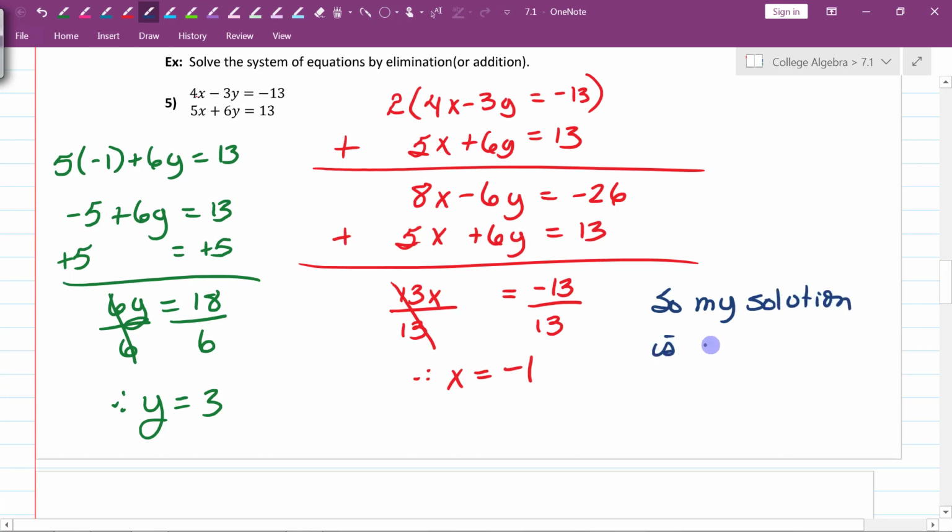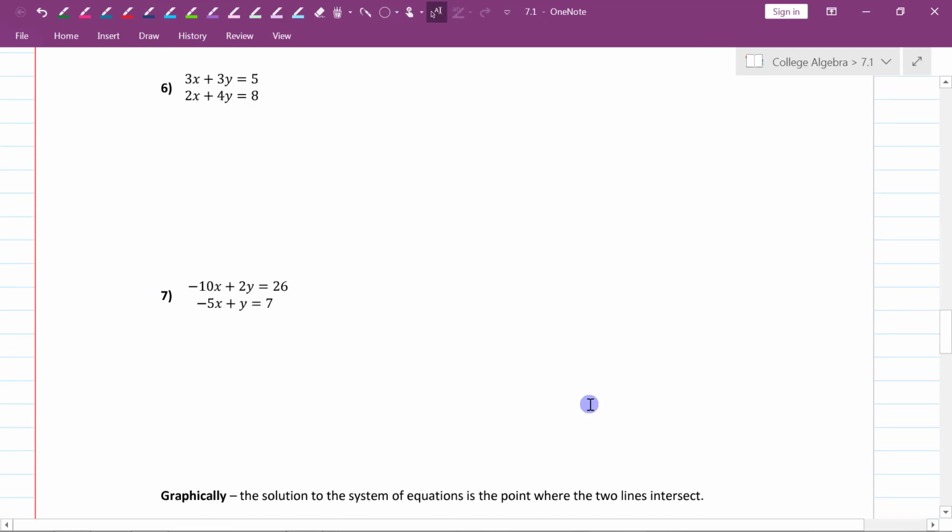So my solution is the point negative 1, 3. This is the one point that is common to both equations. It is the intersection of the two lines. Going on to our next problem, we're going to solve example 6 using the method of elimination. And I'm going to encourage you to go ahead and pause the video, solve it on your own, and then push play to see if you get the right answer.